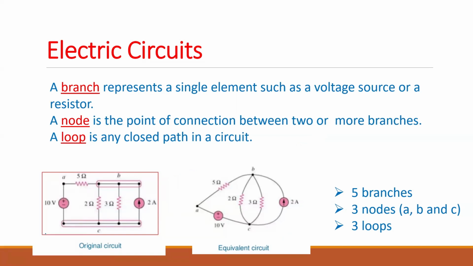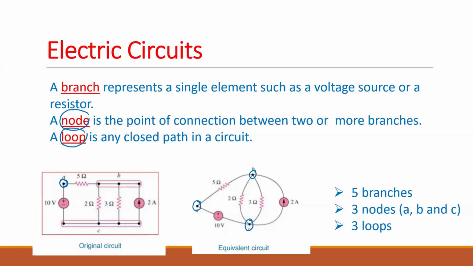So a branch is something with one element. Element means it can be a voltage source, it can be a current source, it can be a resistor. Later on, we will learn about the other elements like inductors, capacitors, diodes. There are many other elements, and we will learn about those in the future. So for the time being, any single element path, we call that a branch. A node is the point of connection between two or more branches. So you can see here, this is a node. These are nodes. So nodes are the places where we connect branches.